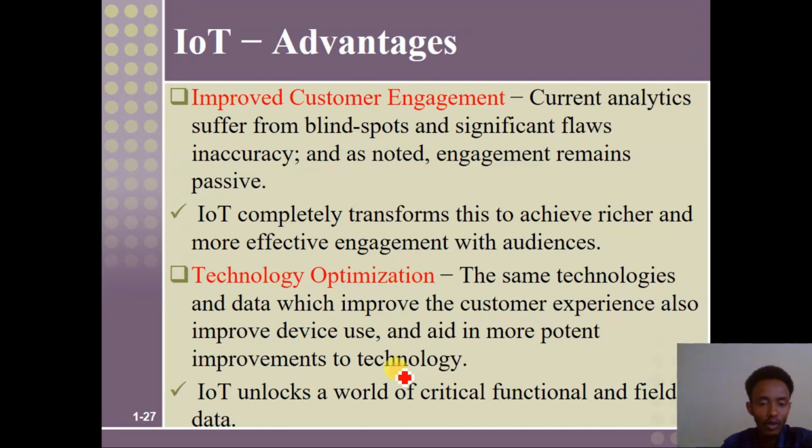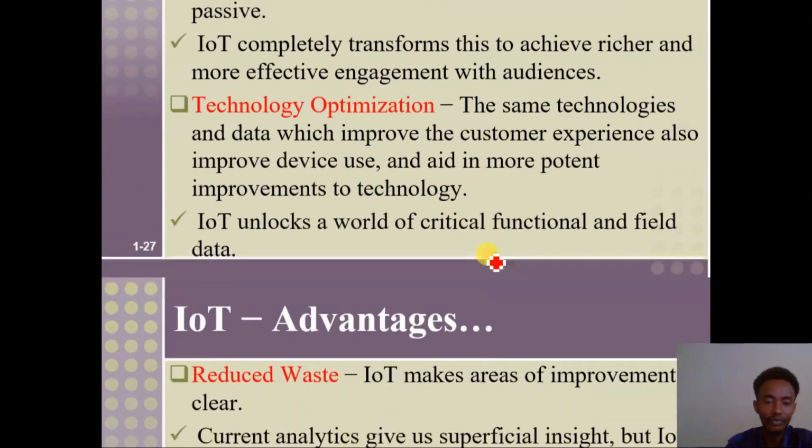The second one is technology optimization. Technology is optimized by replacing the inefficient ways of the currently existing technology. For the sake of technology optimization, the same technologies and data improve the customer experience, also improve device use, and add more potential improvements to the technology.